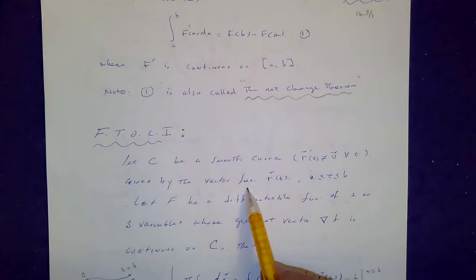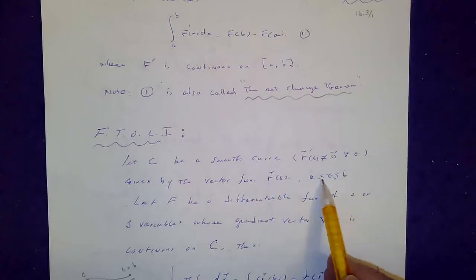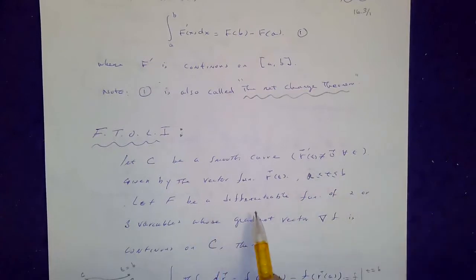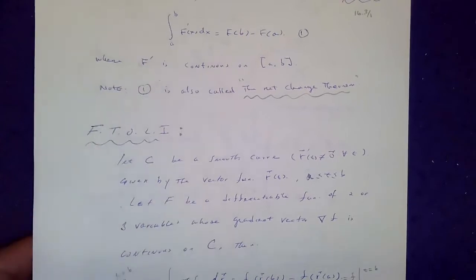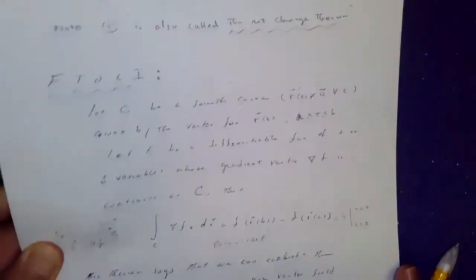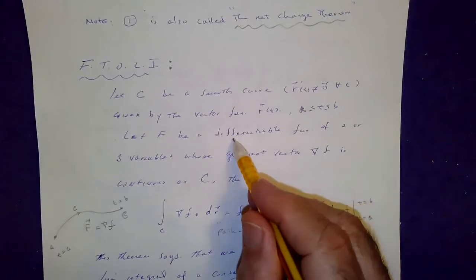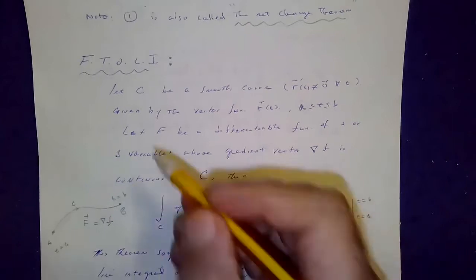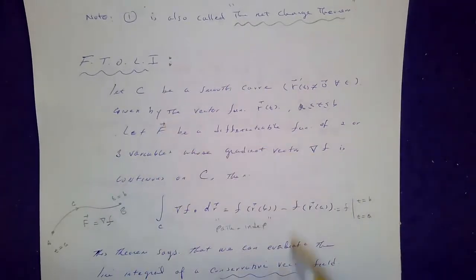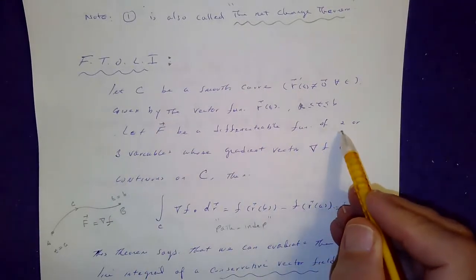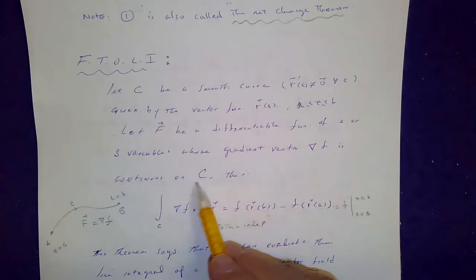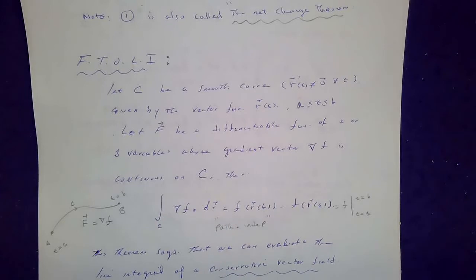Given by the vector r of t, where t goes between a and b, let f be a differentiable function of 2 or 3 variables. Remember, the function has to be defined and it has to be differentiable. So this would be a differentiable function of 2 or 3 variables whose gradient is continuous on curve C.